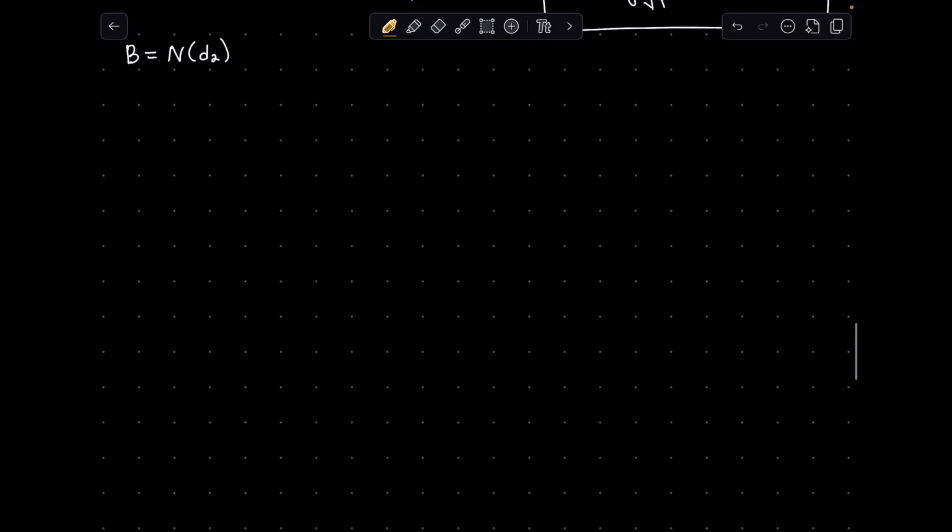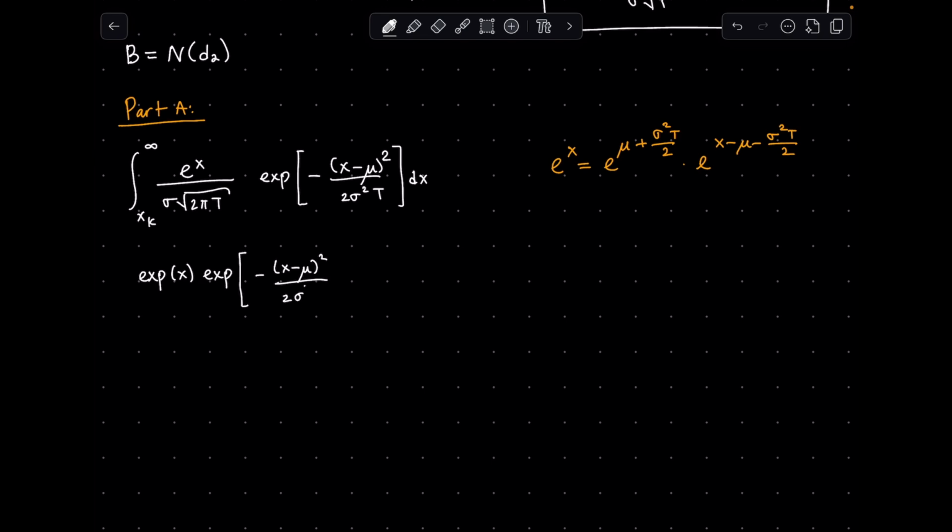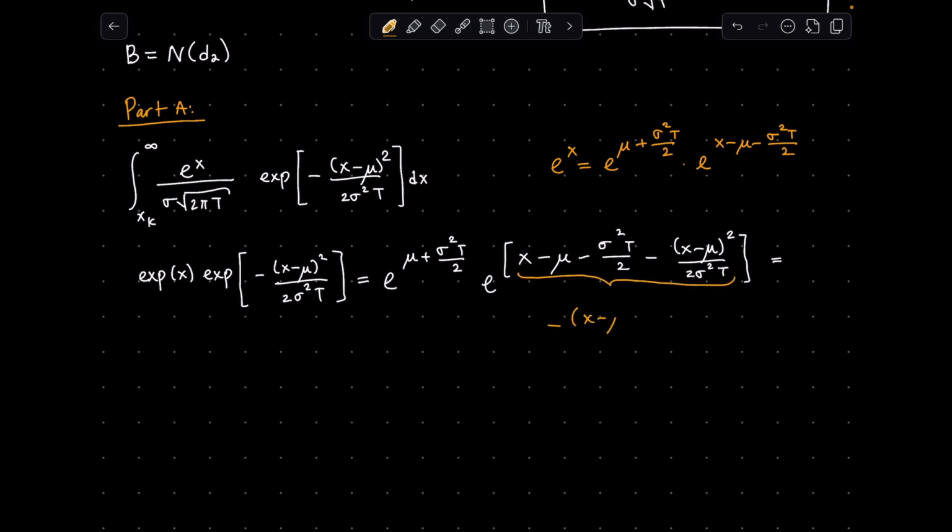Now let's move on to part a. Here we have this additional e to the x, which complicates the integral. The trick here is to multiply and divide this by another exponential as such. Then, if we write out the two exponents in the integrand, we see that we can get a term which is a complete square.